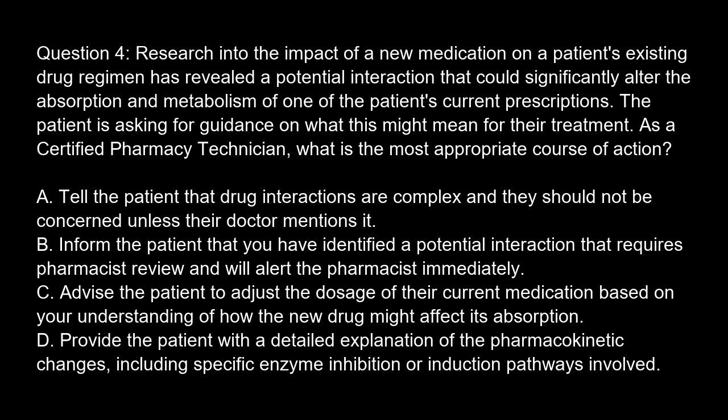Option A. Tell the patient that drug interactions are complex and they should not be concerned unless their doctor mentions it. Option B. Inform the patient that you have identified a potential interaction that requires pharmacist review and will alert the pharmacist immediately. Option C. Advise the patient to adjust the dosage of their current medication based on your understanding of how the new drug might affect its absorption. Option D. Provide the patient with a detailed explanation of the pharmacokinetic changes, including specific enzyme inhibition or induction pathways involved.